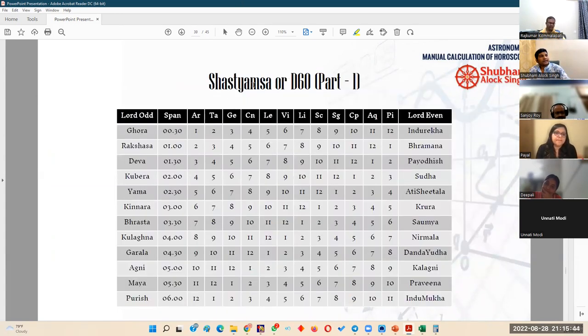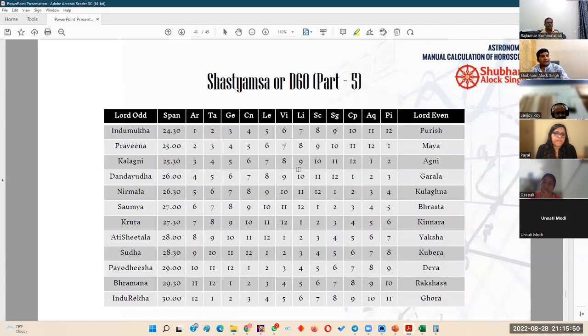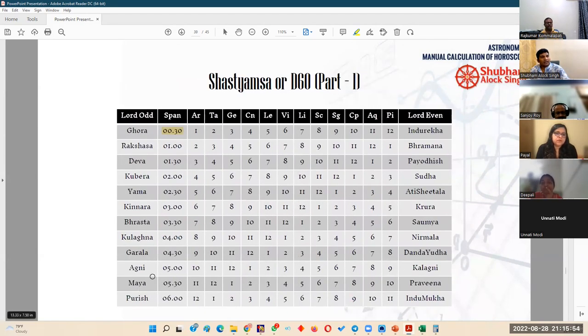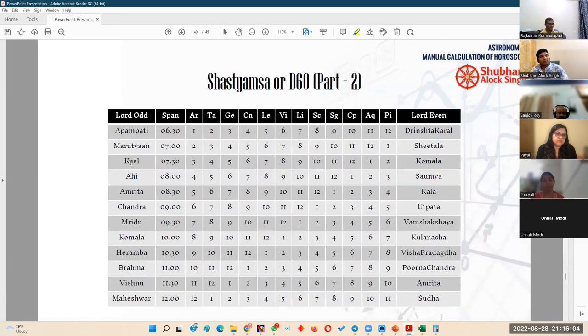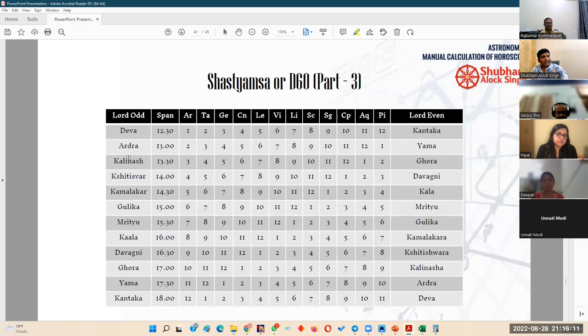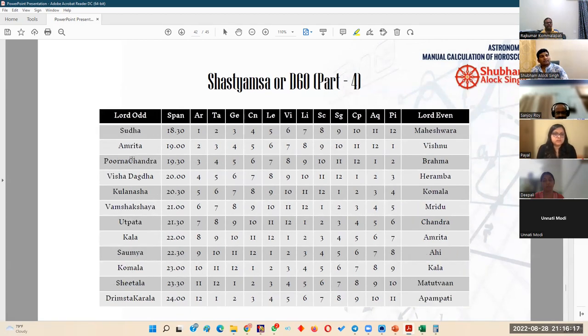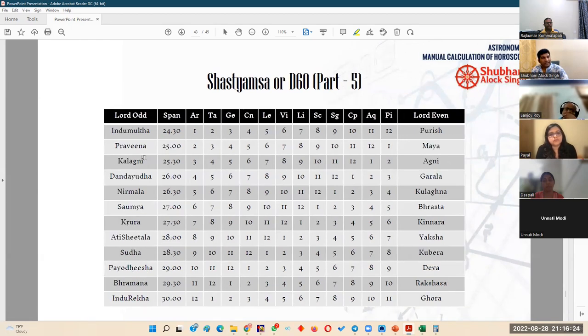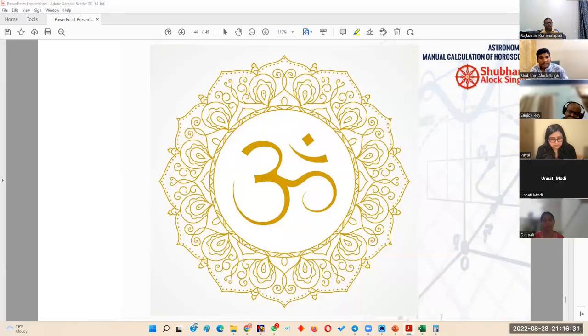In D60, one Rashi is divided into 60 parts, 30 minutes each. The Lords of D60 are 60 different Lords, which come in the direct order in the odd signs and reverse order in the even signs. The Lords are Ghora, Rakshas, Dev, Kuber, Yama, Kinnar, Brasht, Kulagn, Garal, Agni, Maya, Purish, Abampadi, Marutvan, Kal, Ahi, Amrit, Chandra, Mridu, Komal, Hiram, Brahma, Vishnu, Maheshwar, Dev, Adra, Kalinash, Chitishwar, Kamalakar, Gulik, Mrityu, Kal, Davagni, Ghori, Yama, Kantak, Sudha, Amrit, Purna, Chandra, Vishdagr, Kulanash, Vamshakchai, Utpat, Kal, Soumya, Komal, Sheetal, Drushtkaral, Indumuk, Praveen, Kalagni, Dandayut, Nirmal, Soumya, Krur, Atishital, Sudha, Payodis, Brahman, and Indurika. These are the 60 Lords.